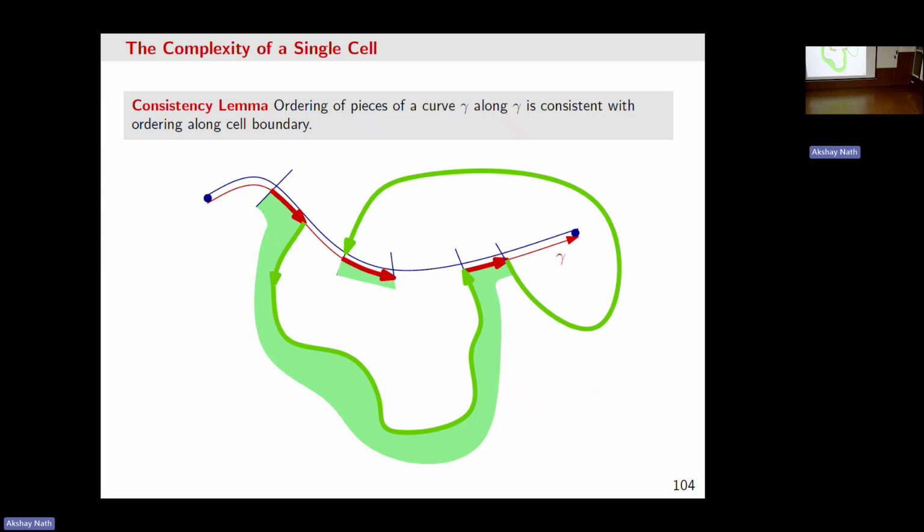And this consistency lemma says that these two orderings are the same. So along the red curve, this is 1, 2, 3. Then along the boundary, I should encounter them in the same order.